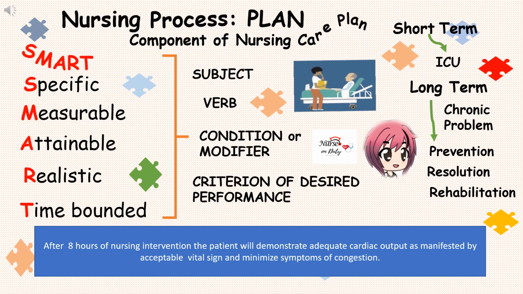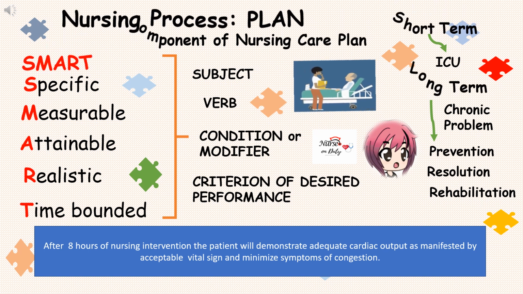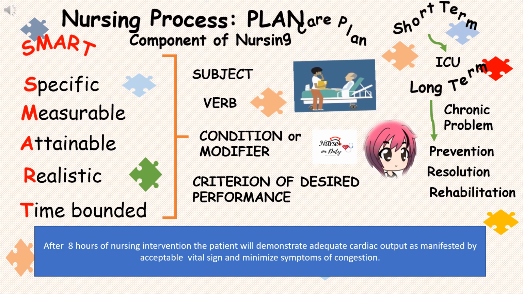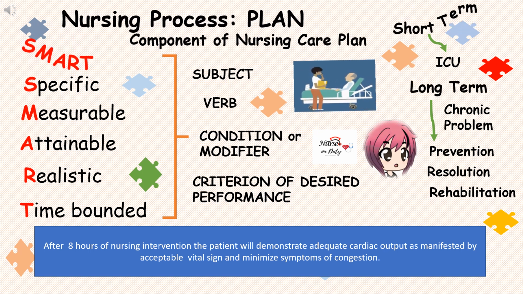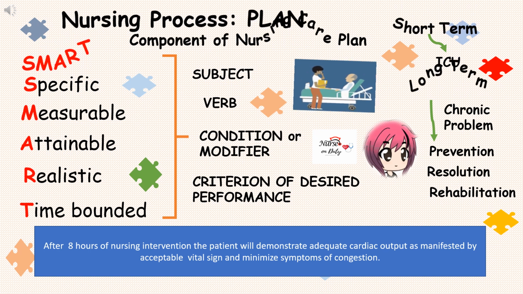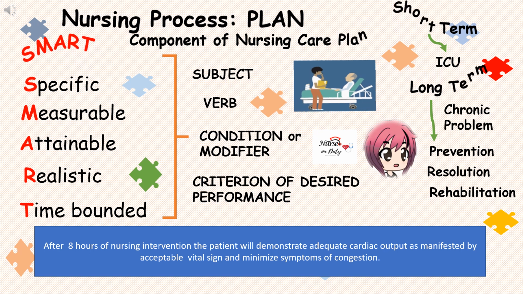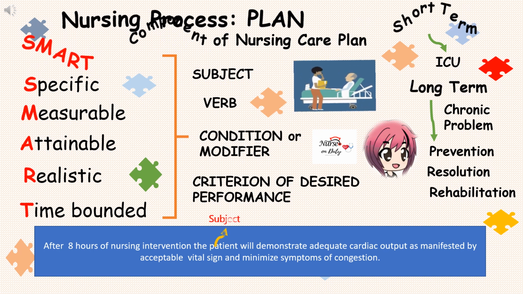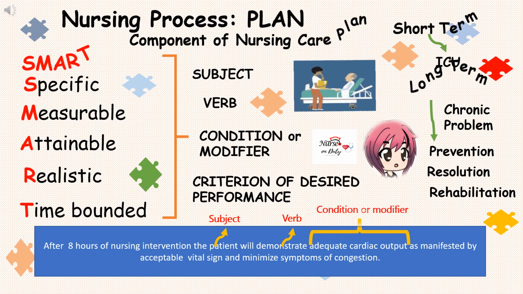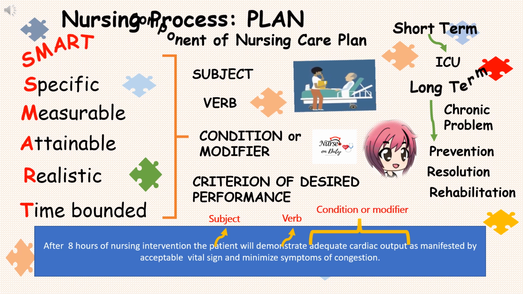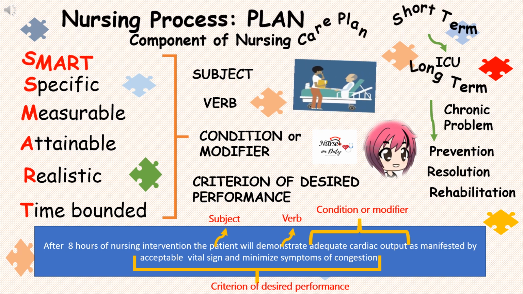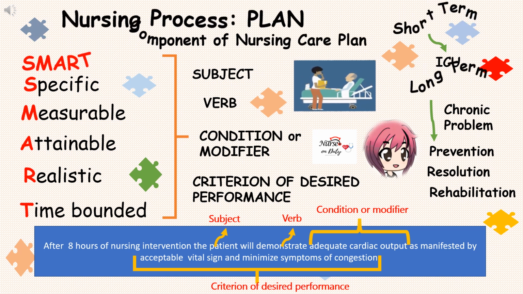Example of nursing care plan. At the end of 8 hours of nursing intervention, the patient will demonstrate adequate cardiac output as manifested by acceptable vital signs and minimize symptoms of congestion. So, components of goals and desired outcome: patient is the subject, demonstrate is the verb, adequate cardiac output is the condition or modifier, and the criterion is acceptable vital signs and minimize symptoms of congestions.